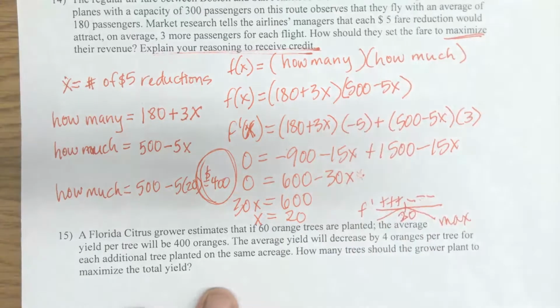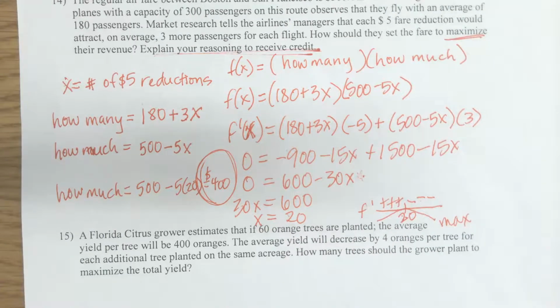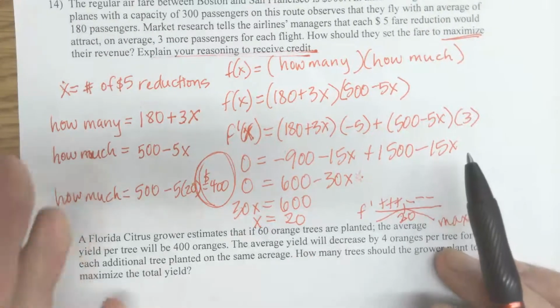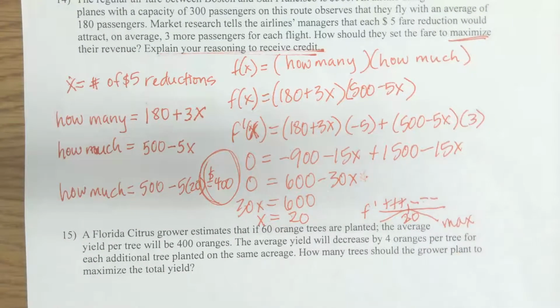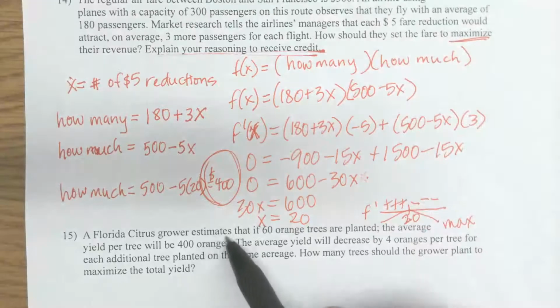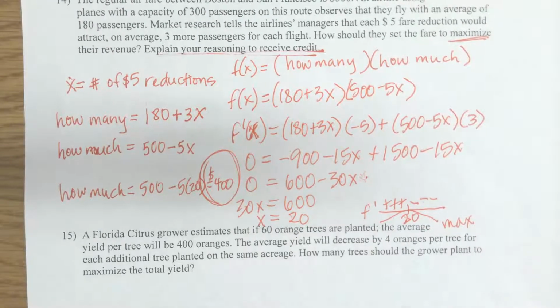If they just ask me how many times should they reduce the price, then I would maybe just answer 20. So this is another situation where I'm going to have to be careful of what they're asking and answer the question appropriately. So it's just a matter of reading. Usually it's pretty clear. So how should they set the fare? They should charge $400. Okay?